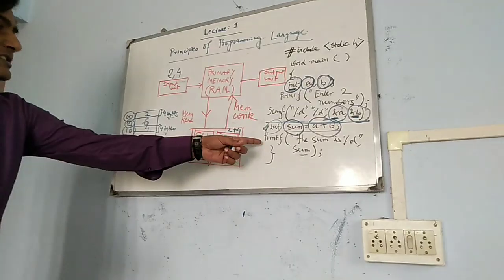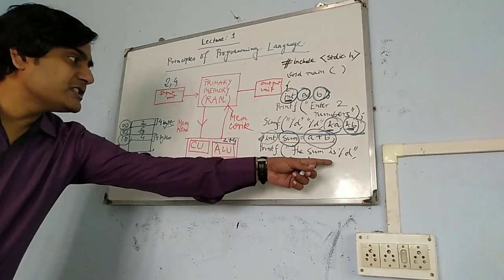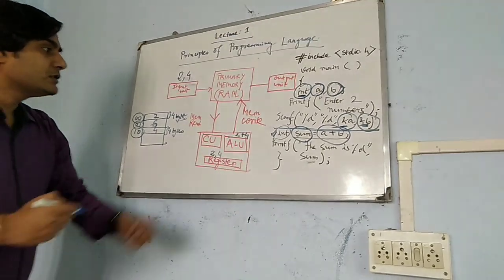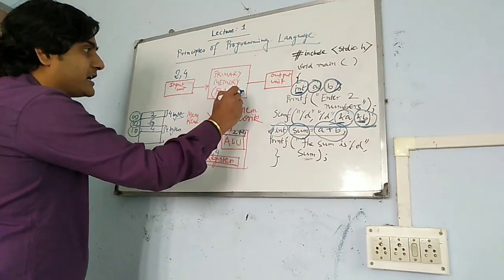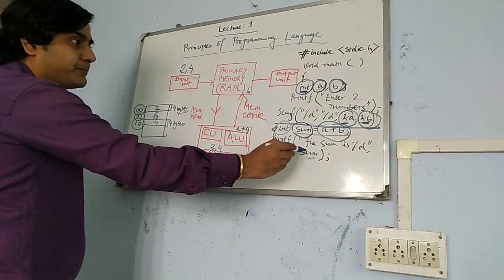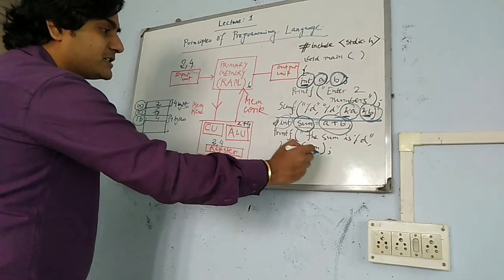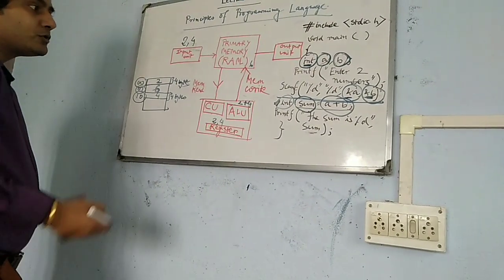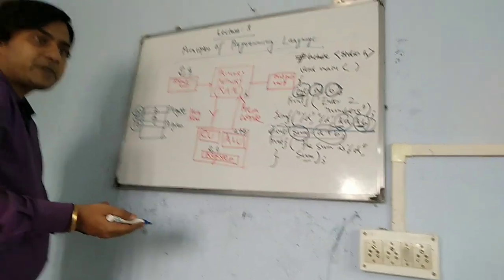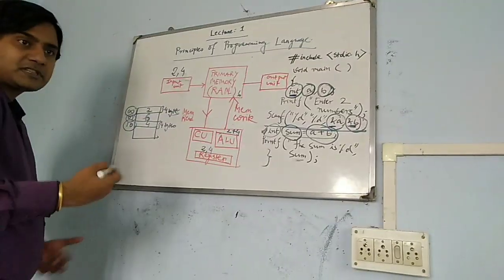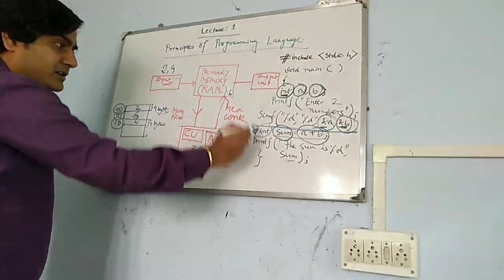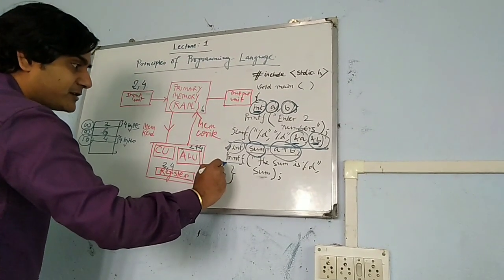And the last step, printf the sum is percentage d. That means here after this 2 plus 4, 6 is already here. And in the last step, the sum is percentage d comma sum. That means again, whatever the sum is there in the RAM, I want to get it printed in my output screen, that is say the monitor. So this 6 must be printed. So that is why again I have written that printf statement.